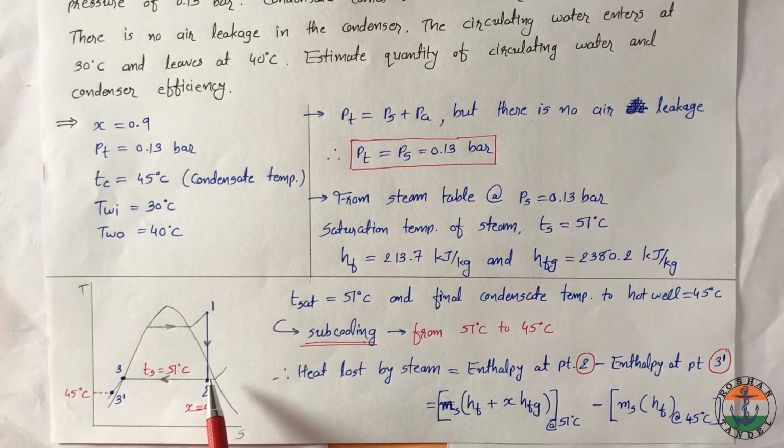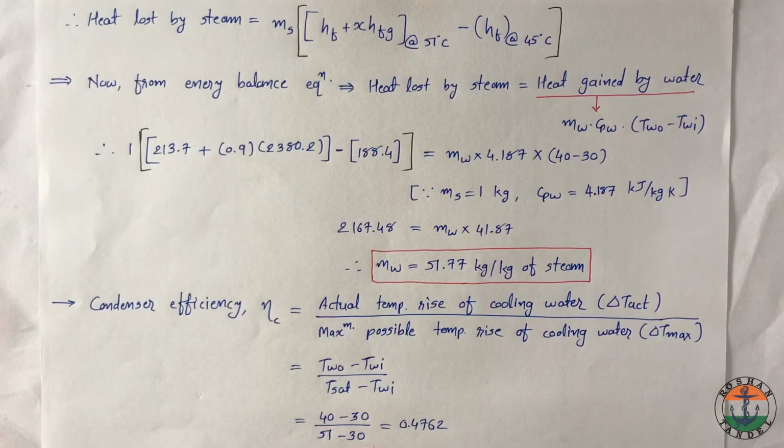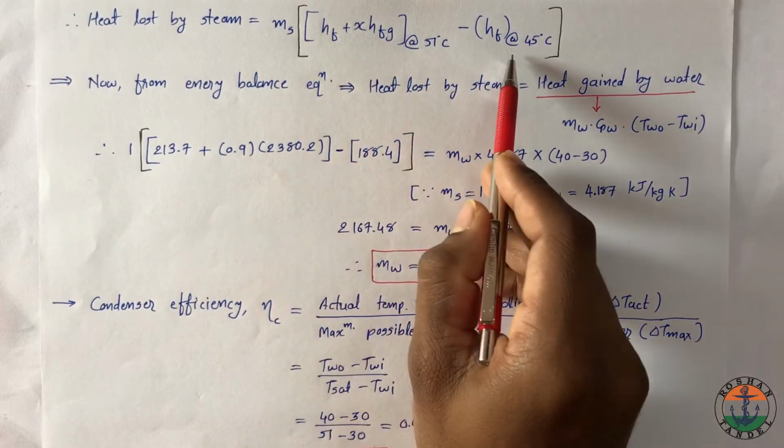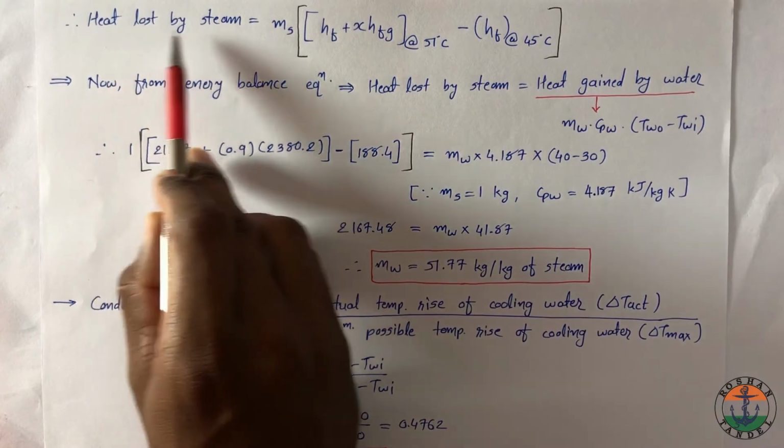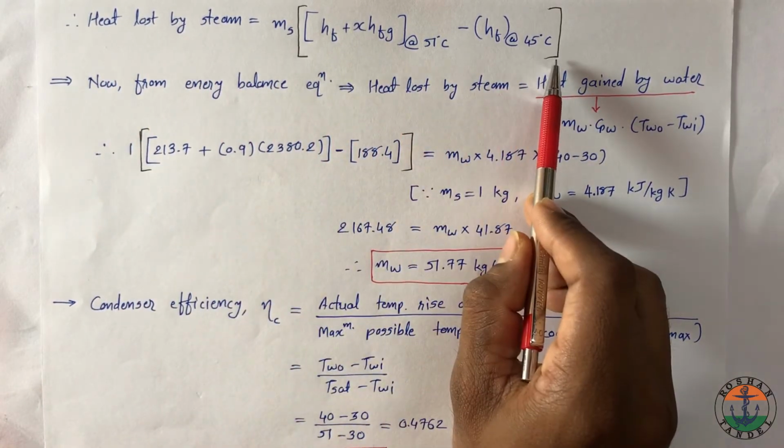Now, enthalpy at point 2 can be found by mass of steam into HF plus X into HFG at 51 degrees Celsius. And enthalpy at point 3 dash is found by MS into HF at 45 degrees Celsius. Take MS common from both these brackets. So you will get heat lost by steam is equal to this much.